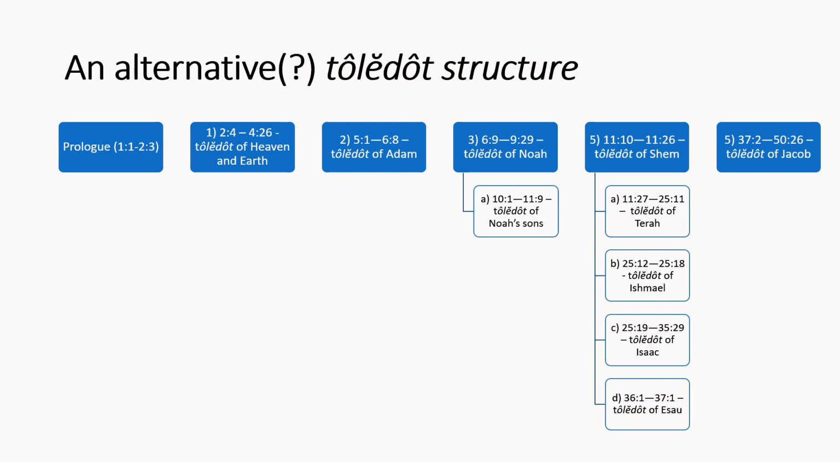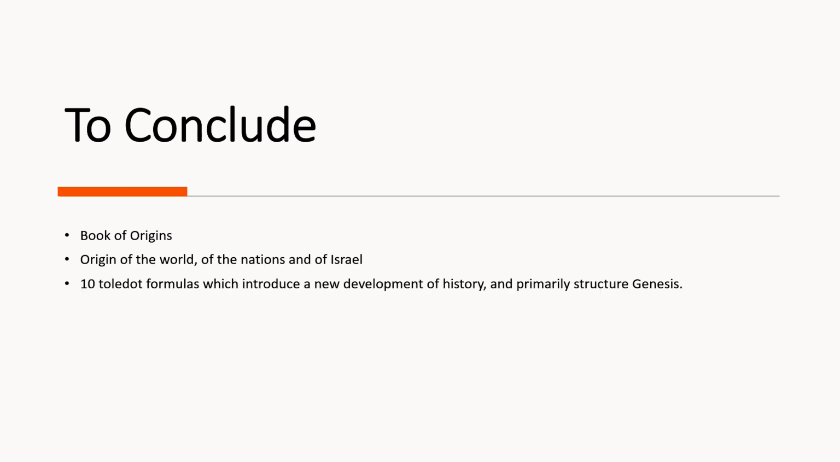So to conclude then, Genesis is a book of origins. It's a book about the origins of the world, the origins of the nations, and the origins of Israel. There are 10 Toledot formula, which introduce a new development of history and primarily structure Genesis. We've got the generations of heaven and earth, of Adam, of Noah, of Noah's sons, of Shem, of Terah, of Ishmael, of Isaac, of Esau, and of Jacob. And these structure the text. We say Genesis has a toledot structure. The first 5 toledot form the primeval history, and the last 5 form the patriarchal history.